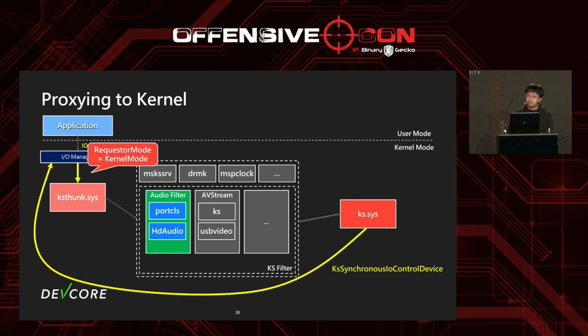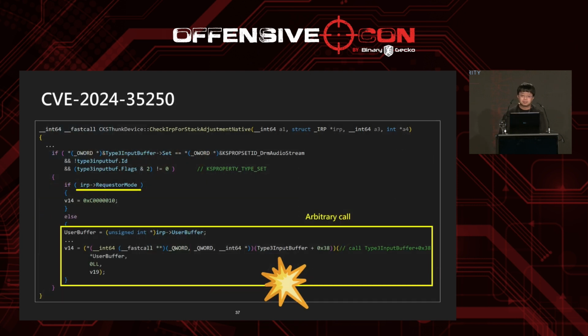At this point, the new IRP request mode will become kernel mode. If the subsequent processing relies solely on the request mode to validate the user input, it can be bypassed. For example, the vulnerability we used at Pwn2Own last year. In KSSync, if the request mode is set to kernel mode, no validation is performed. The data provided by the user is directly used as a function call, leading to an arbitrary call.